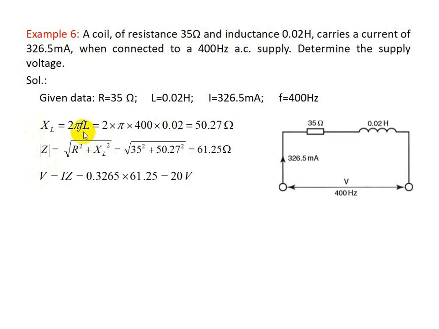So to find XL, use this formula 2 pi FL, find the value, 15.27 is the value. Then find the impedance, it is 61.25 ohms. Then find out the voltage, multiply current with this impedance, this gives you 20 volts. So 20 volts is the supply voltage.